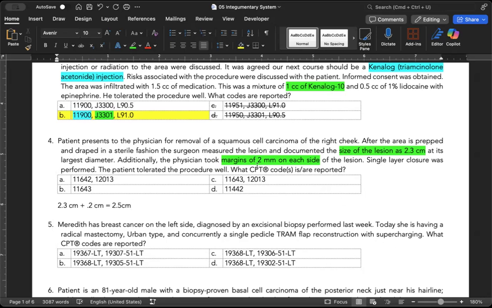So 1 millimeter is 0.1 centimeter. They're testing you to see if you're going to add 2 to the 2.3 or if you're going to convert that correctly. So just keep that in mind. So we've got 2.3 plus 0.2. So our total excise diameter is 2.5, which is going to fall in that 11643.